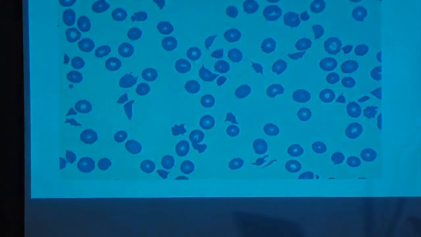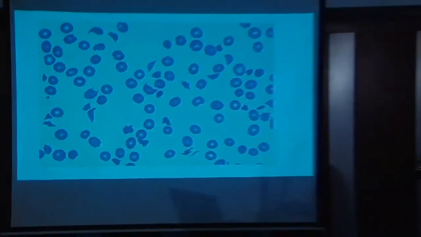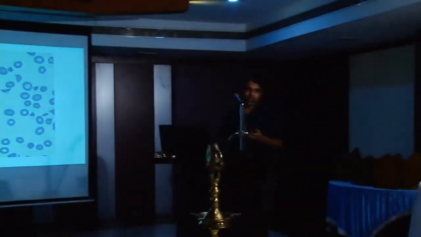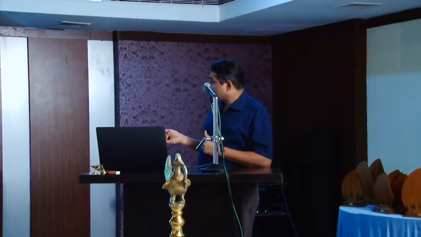And peripheral smear is a wonderful and the most important investigation for all of us, especially in hematology. We all should know the basics of peripheral smear, how to make a peripheral smear, how to stain it, and how to look under the microscope, at least under oil immersion. So here you are seeing probably no platelets. You are seeing a lot of fragmented RBCs, this is the helmet cell, and this is a classical case of TTP.